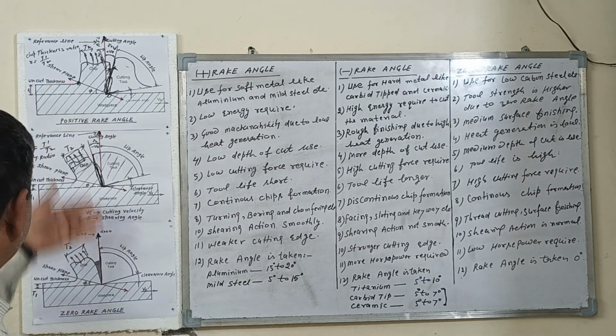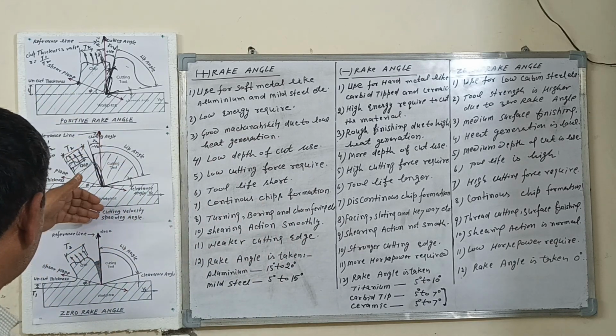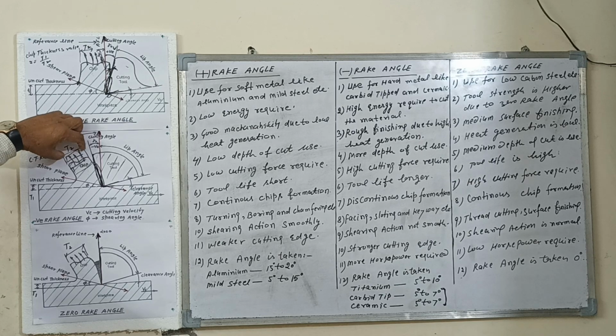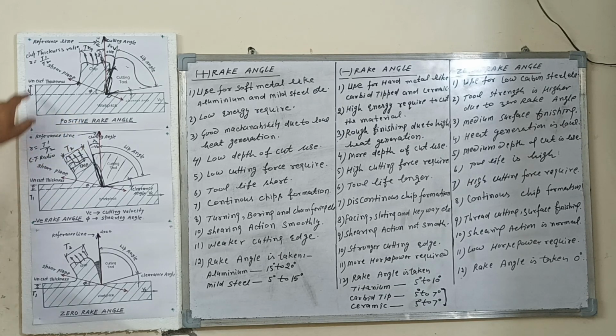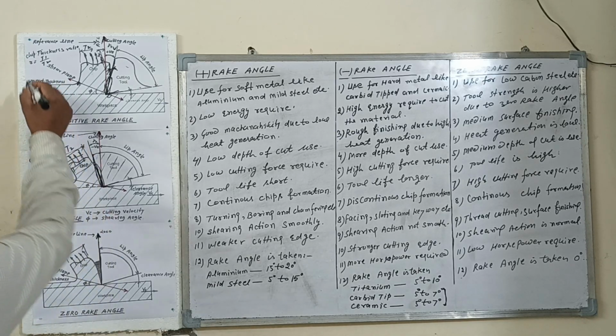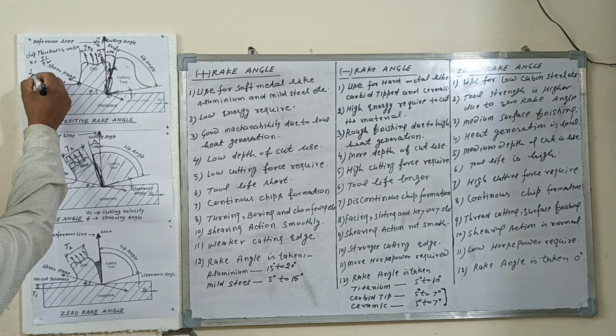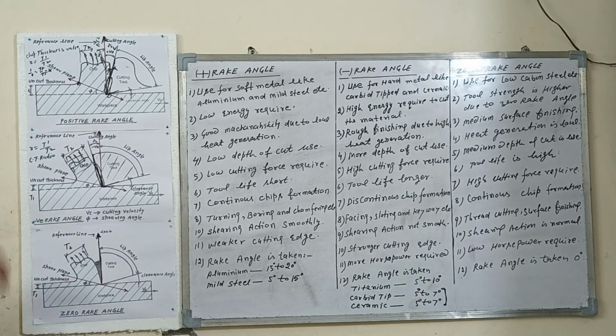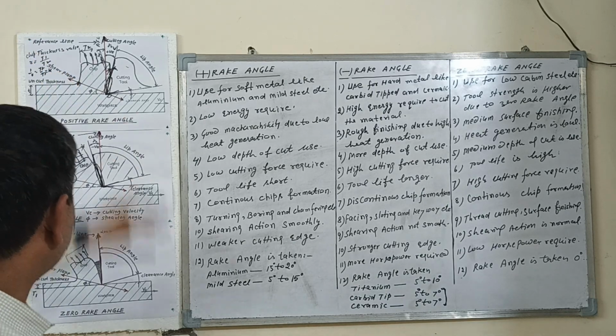These are the figures of the positive rake angle, negative rake angle, and zero rake angle. This is the uncut material thickness t1. This is the chip thickness t2. So t1 upon t2 is the chip thickness ratio, denoted by r. Its reciprocal, 1 upon r, is equal to t2 upon t1, which is equal to K. This is the coefficient of reduction of chip thickness.